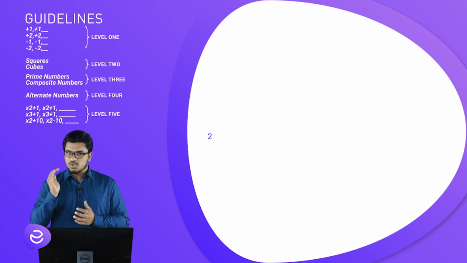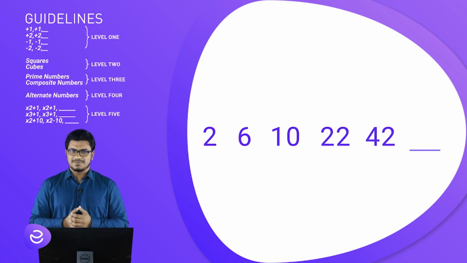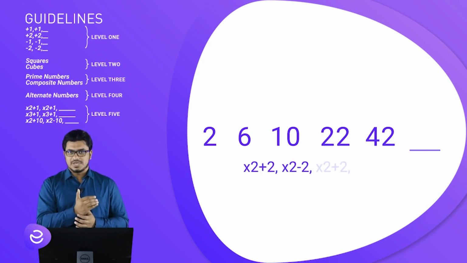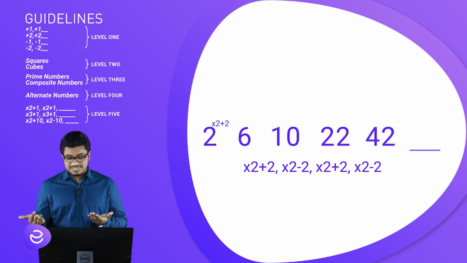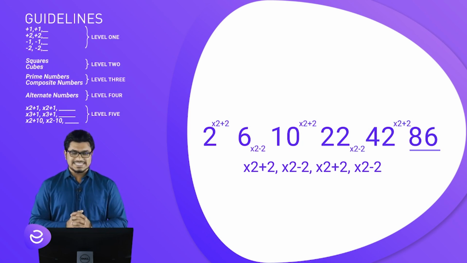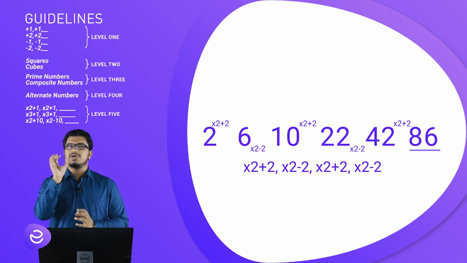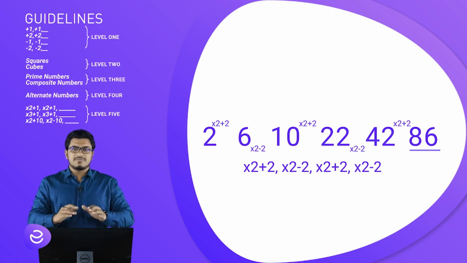Another example, 2, 6, 10, 22, 42, dash. The answer pattern here is into 2 plus 2, into 2 minus 2, into 2 plus 2, into 2 minus 2. So 2 into 2 plus 2 is 6, 6 into 2 minus 2 is 10, 10 into 2 plus 2 is 22, 22 into 2 minus 2 is 42, and the answer will be 42 into 2 plus 2, which is 86. So the answer pattern is into 2 plus 2, into 2 minus 2. So these are some of the last ones.